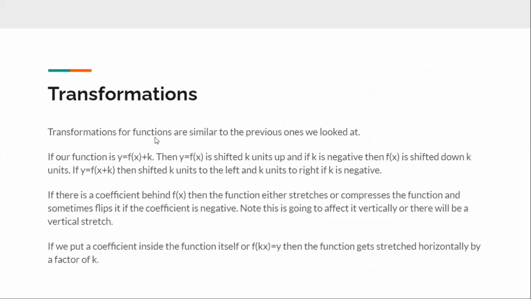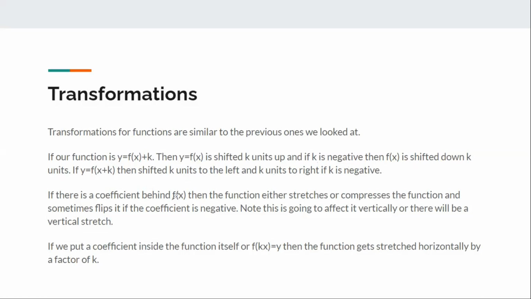Transformations. Transformations for functions are similar to the ones that we talked about last week with quadratics. So for a function y equals f of x plus k, the graph of y equals f of x is shifted up k units, which makes sense because every y is going to have a value k more than if it wasn't plus k. And if k is negative, it's going to be shifted down k units. And if y is equal to f of x plus k inside the function, then the graph is shifted k units to the left, which also makes sense. And if k is negative, then it's shifted k units to the right.